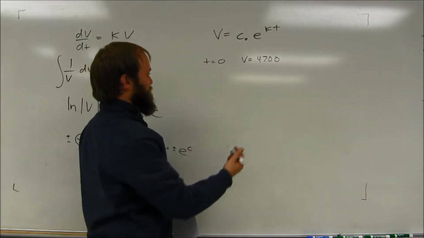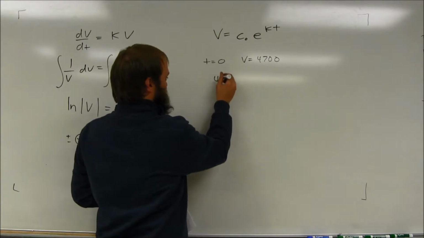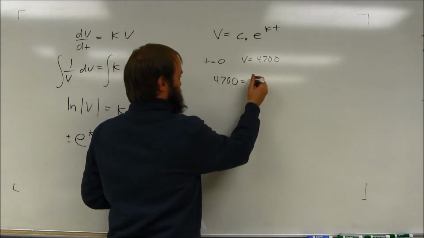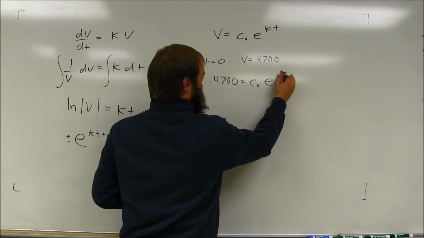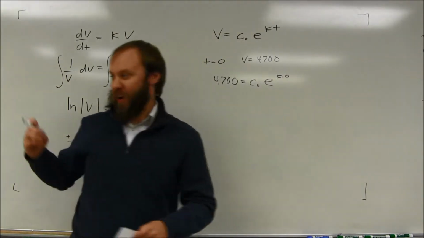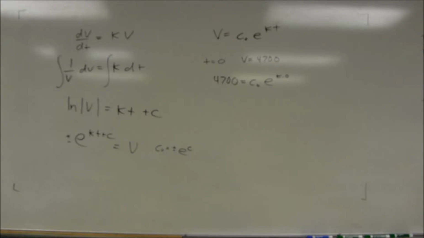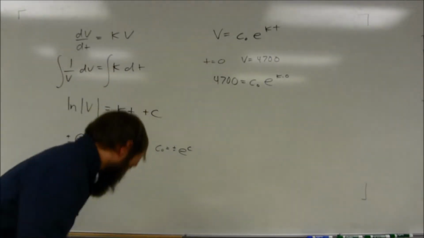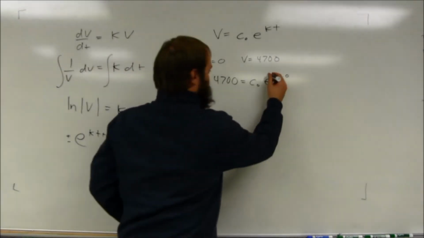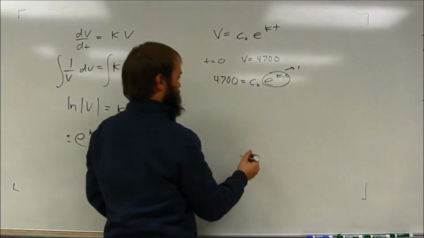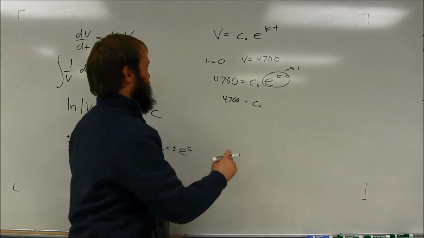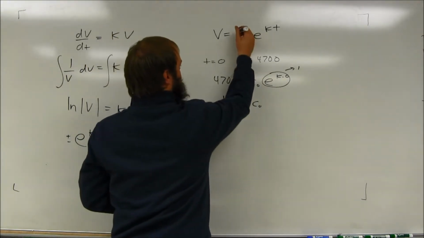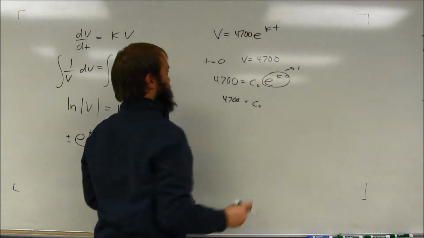Okay, so we can substitute all of that into the equation. 4,700 is going to be equal to c naught times e to the k times 0 power. Remember, anything taken to the 0 power is going to end up equaling 1. Okay, so that whole thing there is really just 1. It tells us that c naught is equal to 4,700, and as a result, I can take that out of my equation. We've got a 4,700 there at the start.